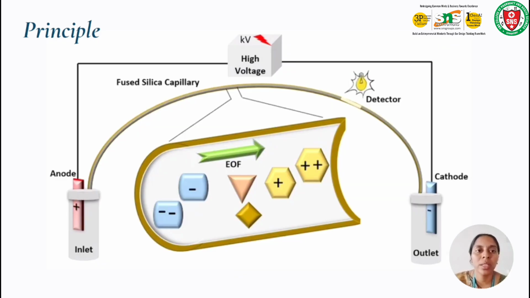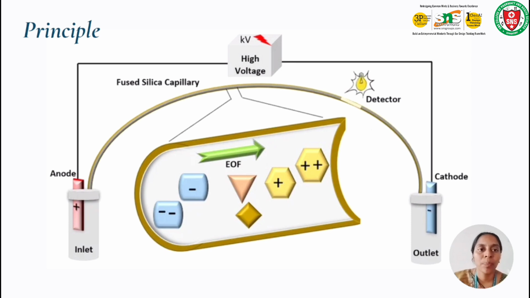As you can see, inside the capillary tube an electroosmotic flow is happening. In electroosmotic flow, the buffer, that is the solvent system present inside the capillary tube, is moving from anode to cathode, from the positive electrode to the negative electrode. So the solvent present inside the capillary tube is moving, and electrophoretic flow is also happening.